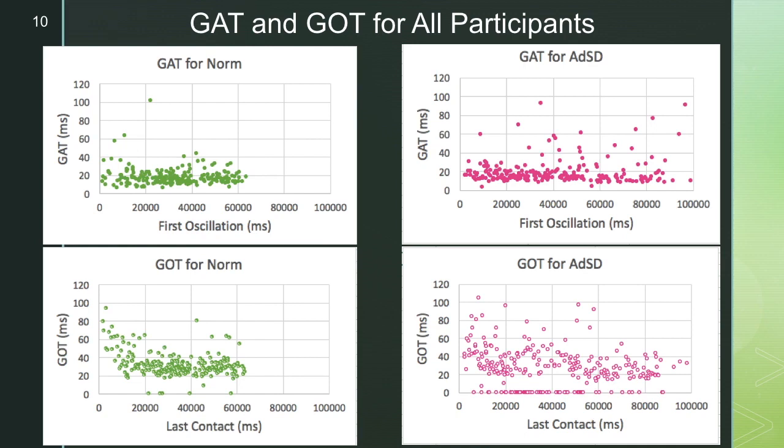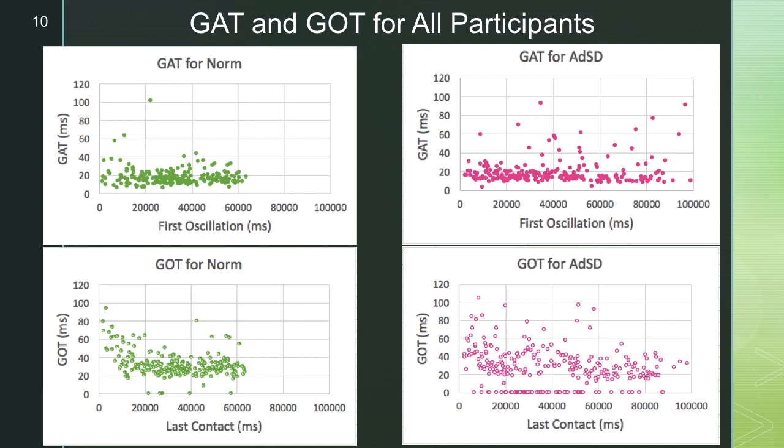In these graphs, you will see the range of data collected from each group. On the top left, combined GATs for all norm. On the bottom left, combined GOTs for norm. On the top right, combined GATs for participants with ADSD. And on the bottom right, combined GOTs for participants with ADSD. Each instance of measurable glottal attack and offset time is shown here, so the range shows a more complete picture of the data.